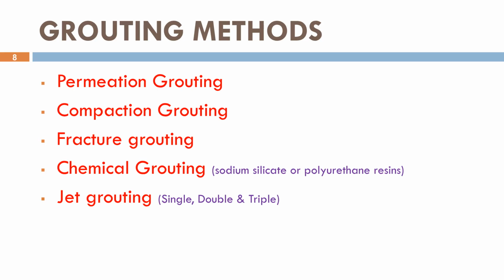Different soil conditions require different grouting methods. The 5 commonly used techniques are permeation grouting, compaction grouting, fracture grouting, chemical grouting, and jet grouting. Each method has a unique working principle and application.